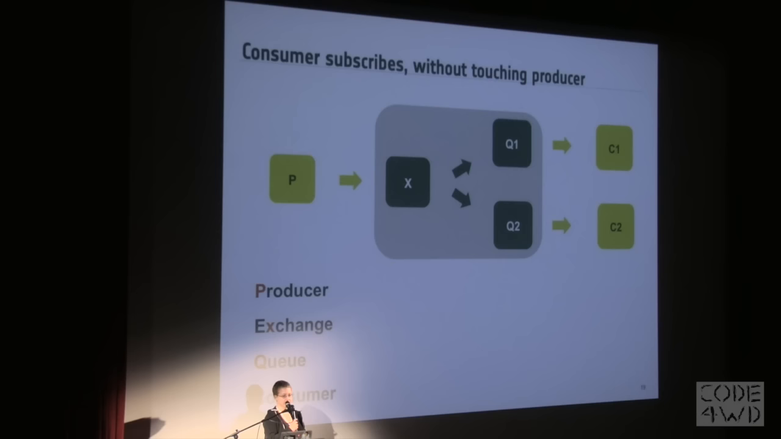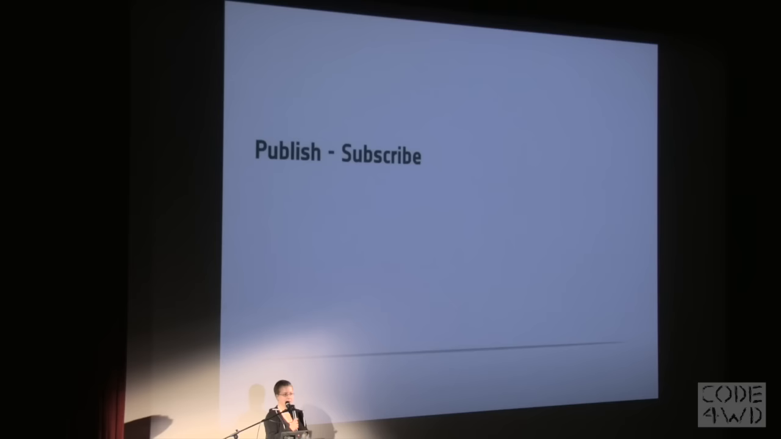Now, every message published by the producer application is copied into both message queues, ending up in both consumer applications. And the producer is not aware of the new consumer. It doesn't have to know anything about its clients, its consumers. So you don't have to touch the producer's code. Now, the consumer application can add itself to the system, which means it can basically subscribe to messages it's interested in. So we have some publish-subscribe pattern here.